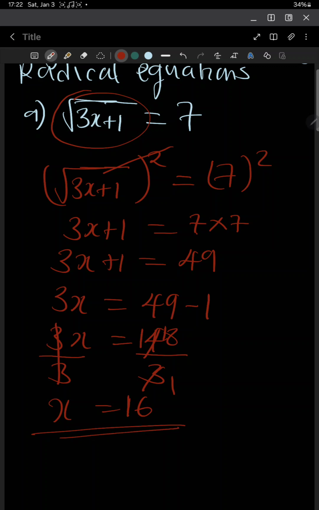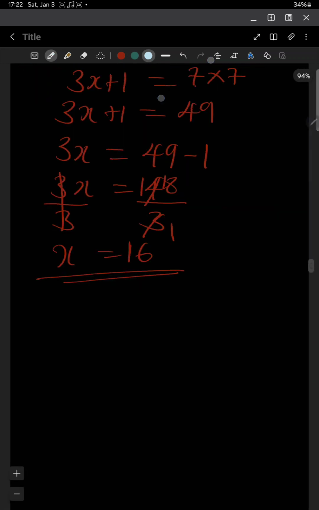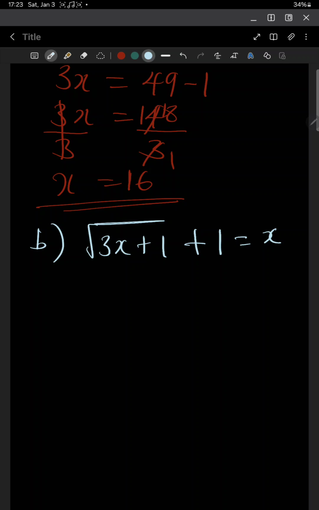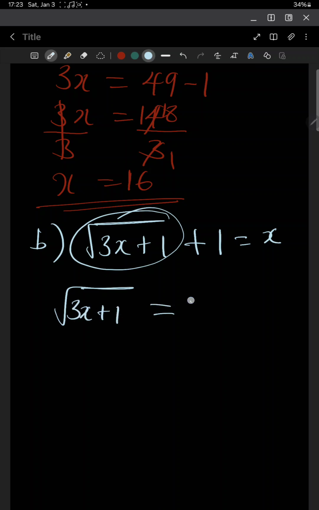So this is what we call a radical equation, or rather an equation of radicals, which contains only one radical. A second example, which is b, states that the square root of 3x plus 1, plus 1, equals x. First step, here we should only remain with the term having a square root. So we write the square root of 3x plus 1 equal to x.